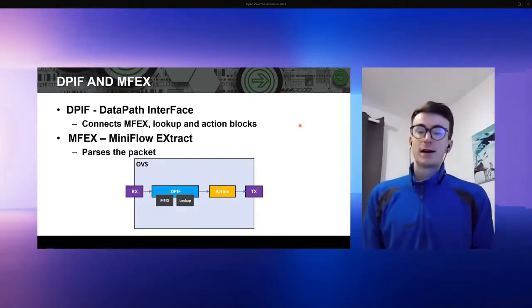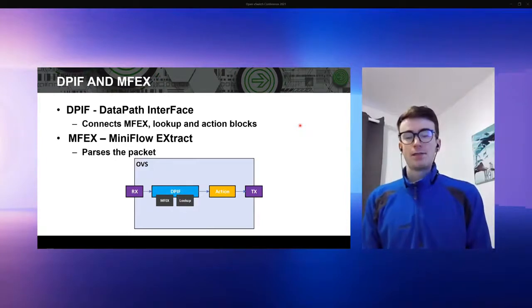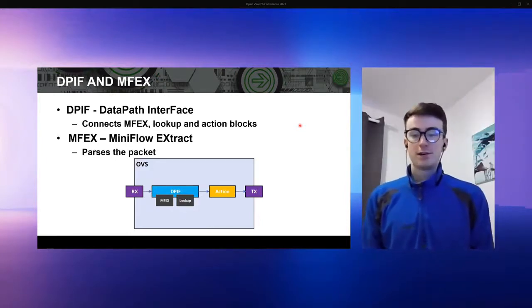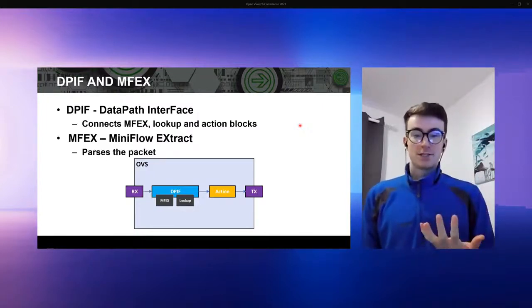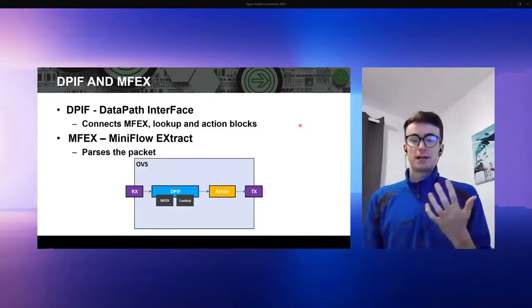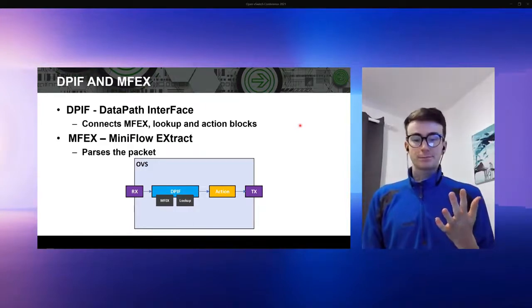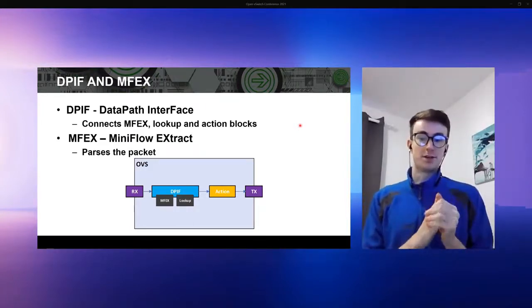Then we have Miniflow Extract, or MFEX. This is the first major stage in the OVS Datapath. And this is the block that parses packets, and so it understands which packets have what protocols in their headers.